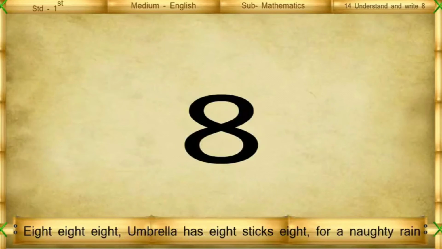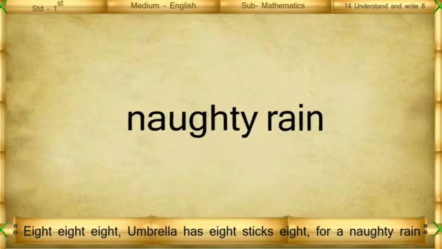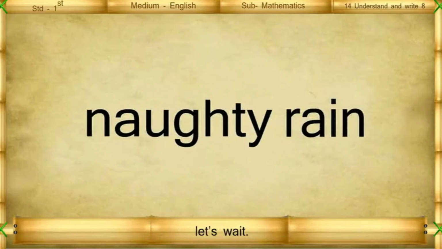8, 8, 8. Umbrella has 8 sticks, 8. For a naughty rain, let's wait.